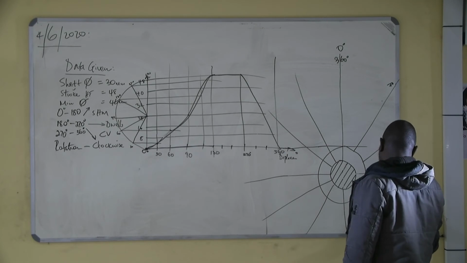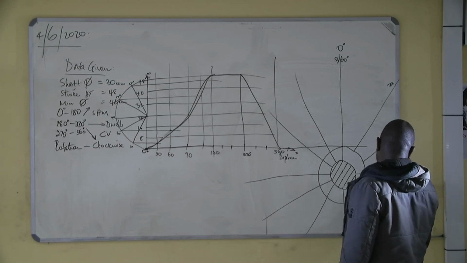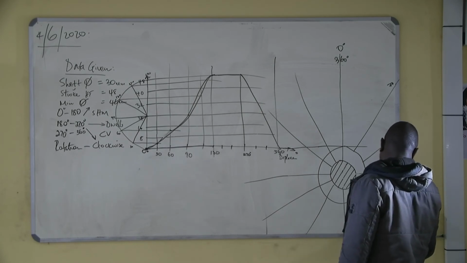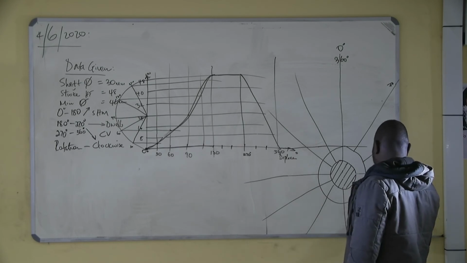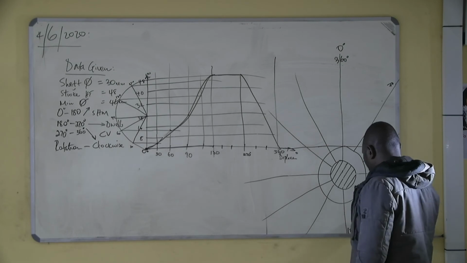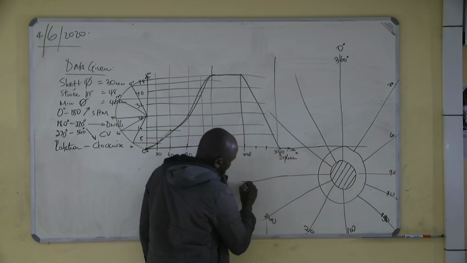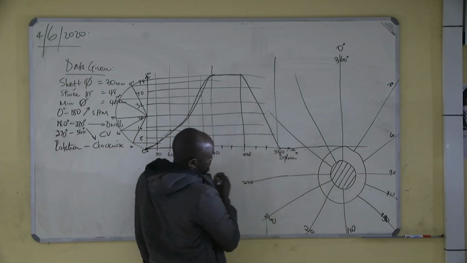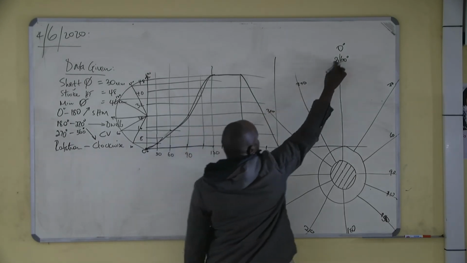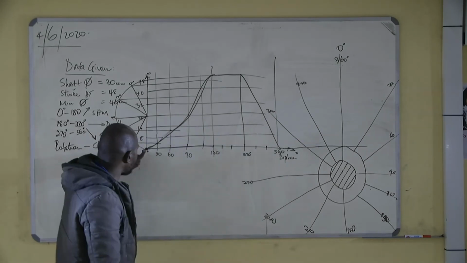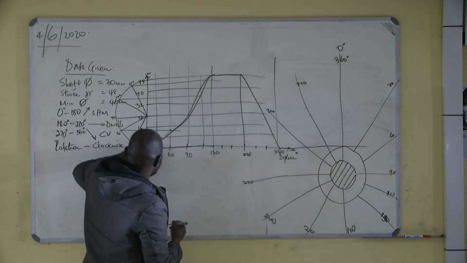30, 60, 90, 120, 150, this is 150, this is 180, this is the 210, this is the 240, this is the 270, this is the 300, this is the 330, and 360. So we look at those points.